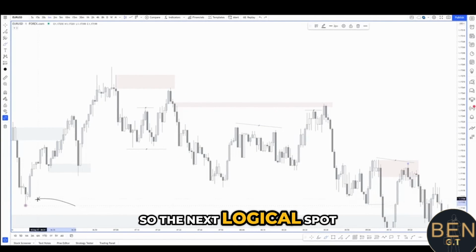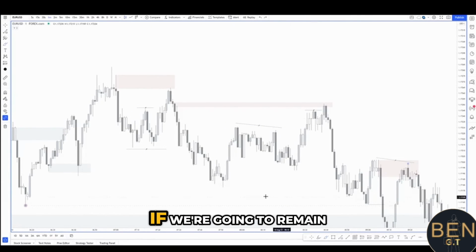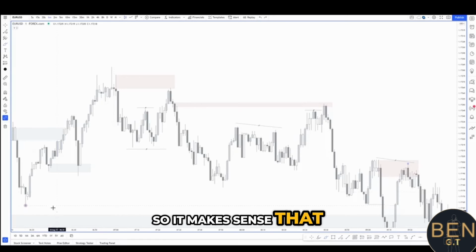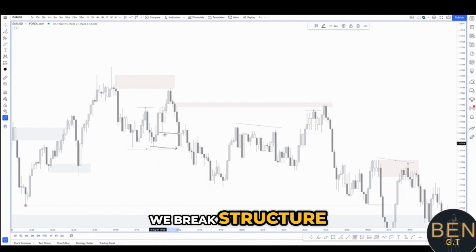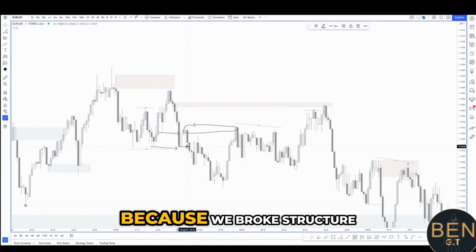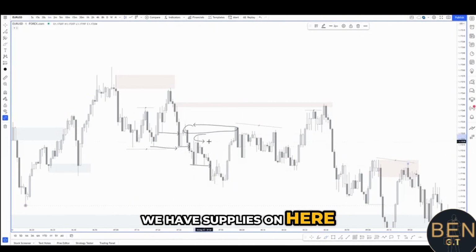So the next logical spot is we're going to break swing structure if we're going to remain bearish. We're seeing demand failing, so it makes sense that the next logical stop would be here. We can see that we break structure, and we continue moving to the downside. We do have a supply zone here because we broke structure.